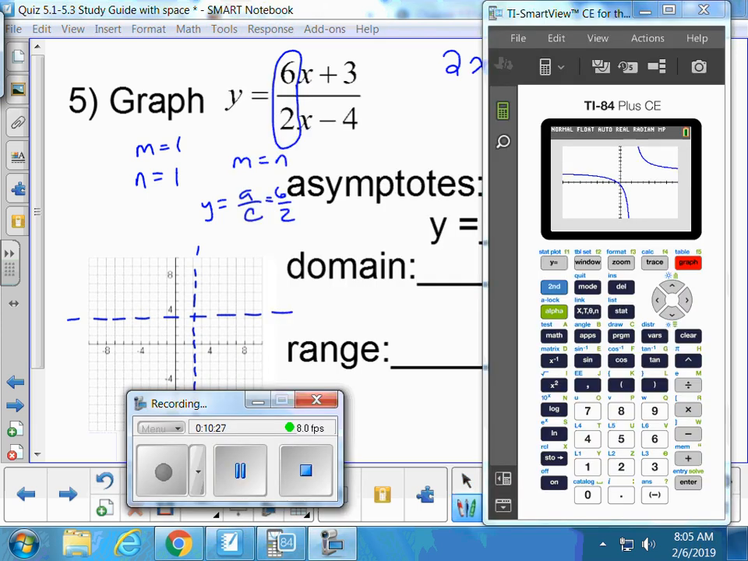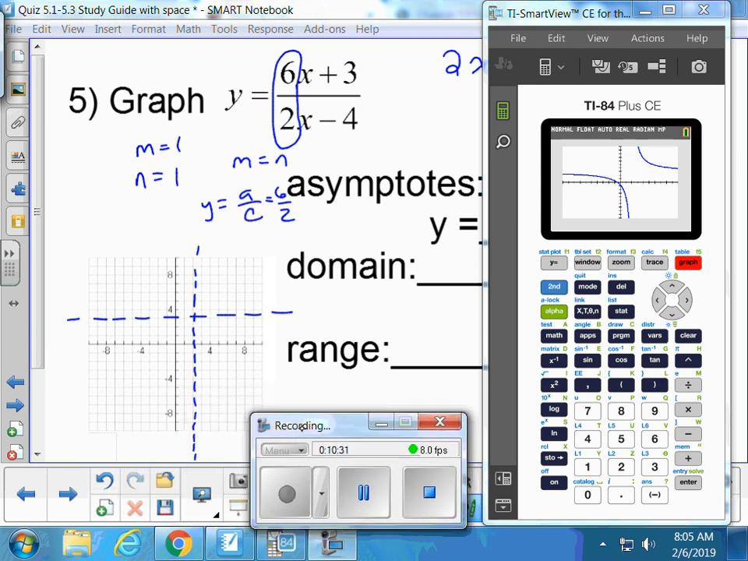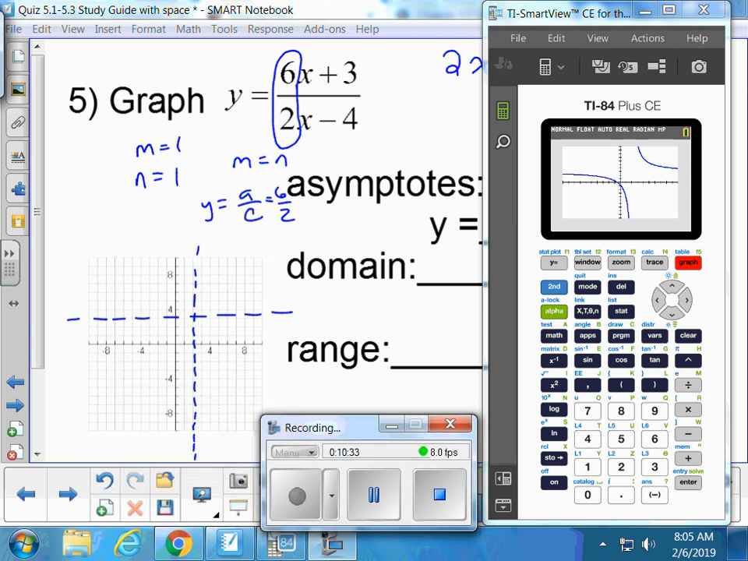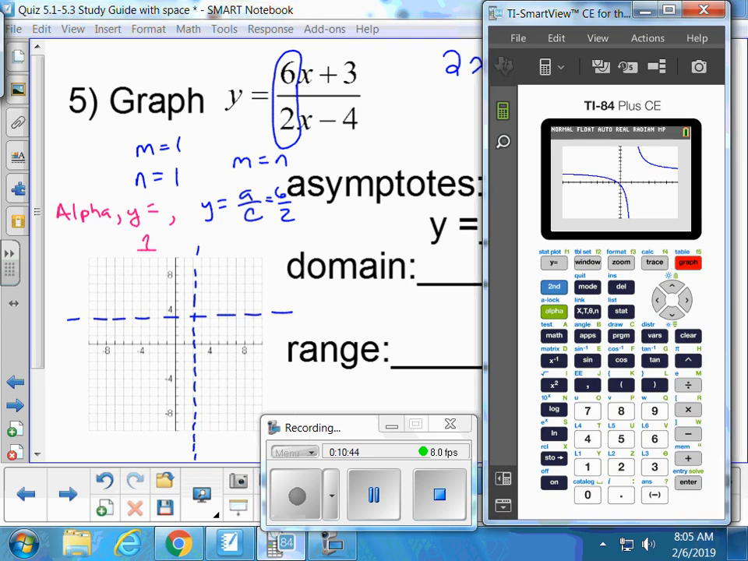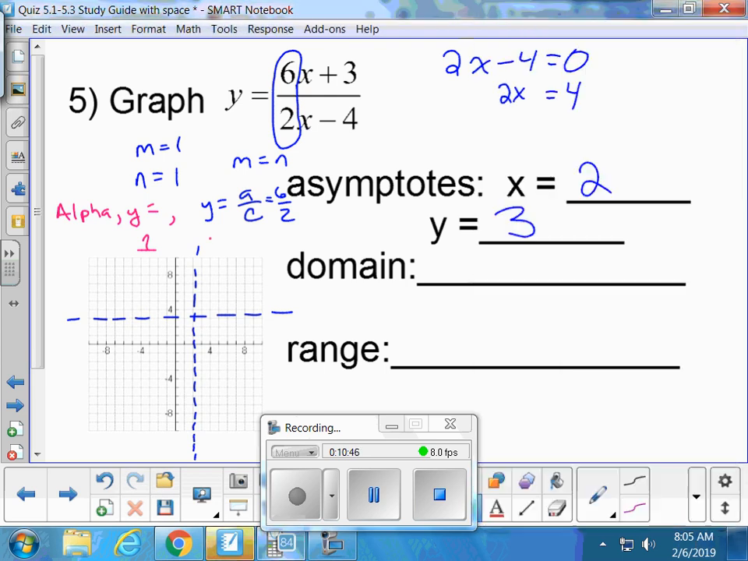Hello, we're back. My calculator's turned on, and I went ahead and graphed it. If you are looking for that fraction button, it is alpha, y equals button, and then number 1. So that'll help you get those fractions in there. It looks like my branches are up in the upper right and down in the lower left. And then what do you guys think my domain is?